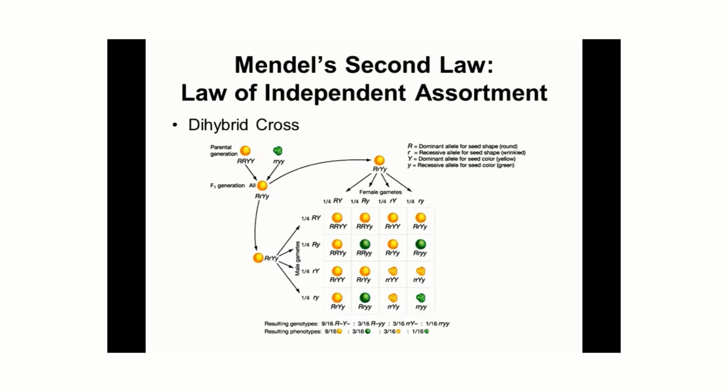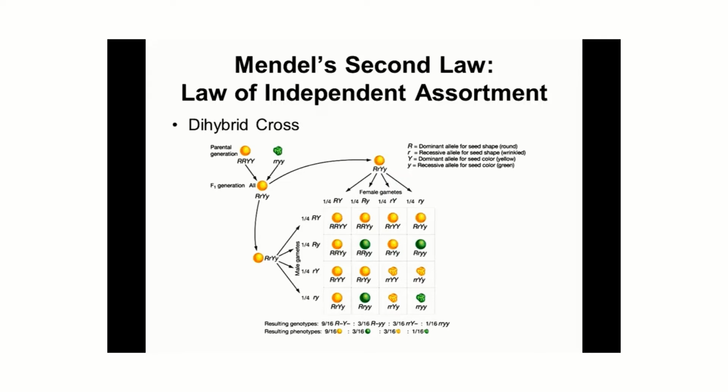So here two contrasting characters are selected. One is seed color, the other one is seed shape. That is why it is called a dihybrid cross. So when parents have two different contrasting characters and you cross them, such a cross we call a dihybrid cross. So as usual in the F1 generation, we know that all dominant characters only will be expressed and all the recessive ones will be suppressed, though the alleles are there in the plant's body.